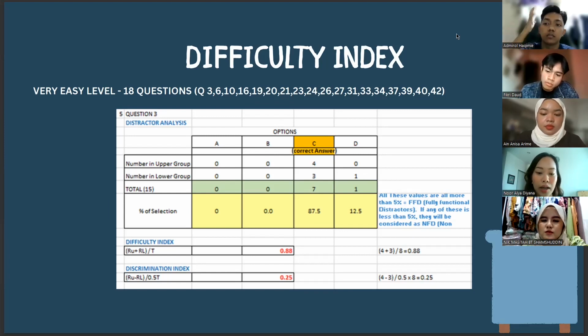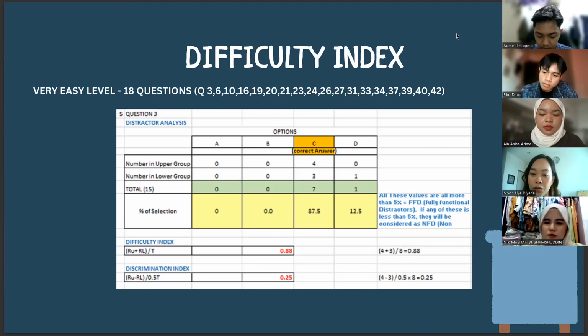So firstly, we have 18 questions that are at the very easy level, and the numbers of the questions are as stated in the bracket also. And question 3 is an example of a question that has 0.88 for its difficulty index. And based on the Hopkins and Ebel Index table, it is labeled as very easy because it has a value that is above 0.86.